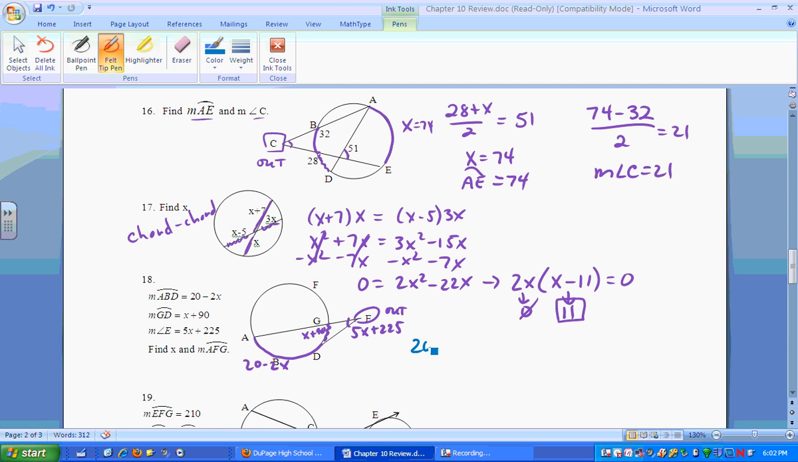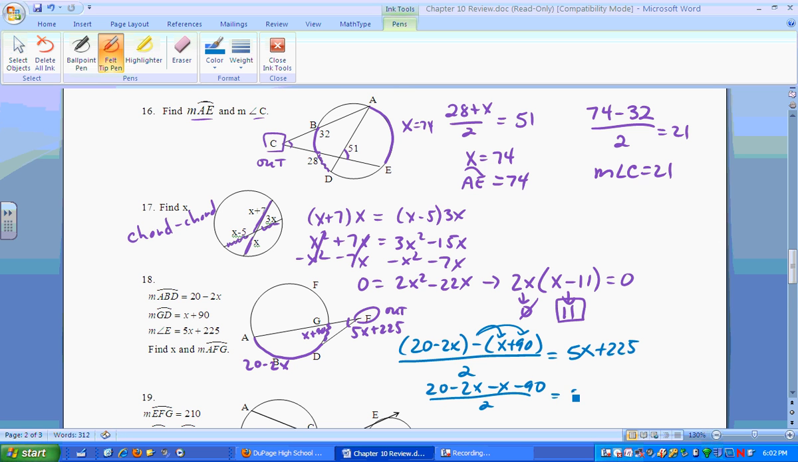Our rule says 20 minus 2x, that's the first arc, minus the second arc, x plus 90, over 2 equals 5x plus 225. What I'm just trying to point out is that this needs to be in parentheses because this minus sign needs to be distributed to both. So what we're really doing is 20 minus 2x, minusing x, minusing 90, and I'm putting it over 2, equaling 5x plus 225.